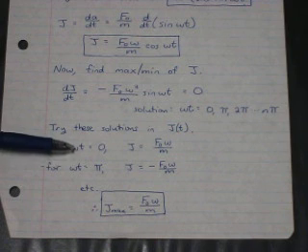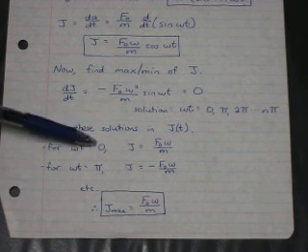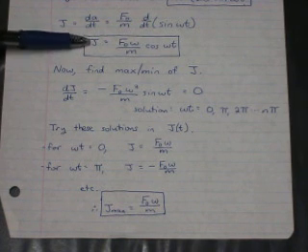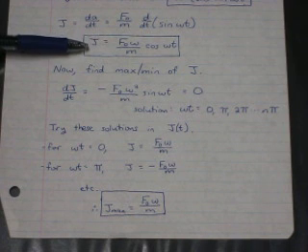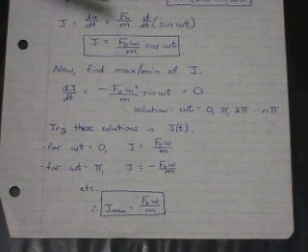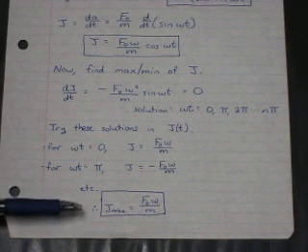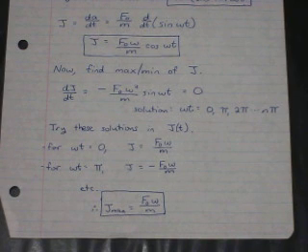So now we'll figure out what the expression for the maximum is. Let's just take 0, plug it into j, and we get F naught omega over m times the cosine of 0, which is just F naught omega over m. And that concludes the Chapter 4 homework.